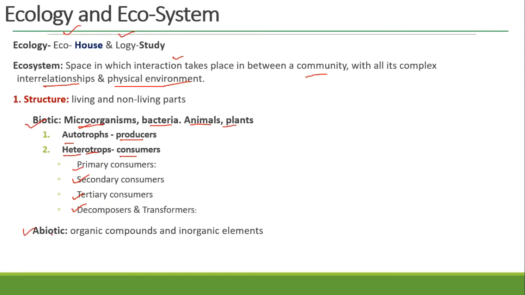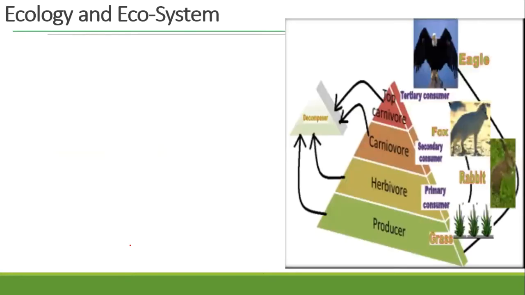The second type is the abiotic. First we have seen biotic, second is abiotic. So these are all organic compounds and inorganic elements like soil, water, oxygen, calcium, carbonates, etc. So these are very, very important in the overall health of an ecosystem.